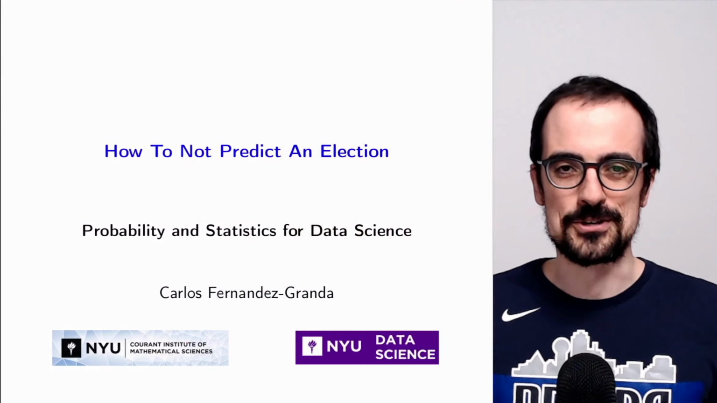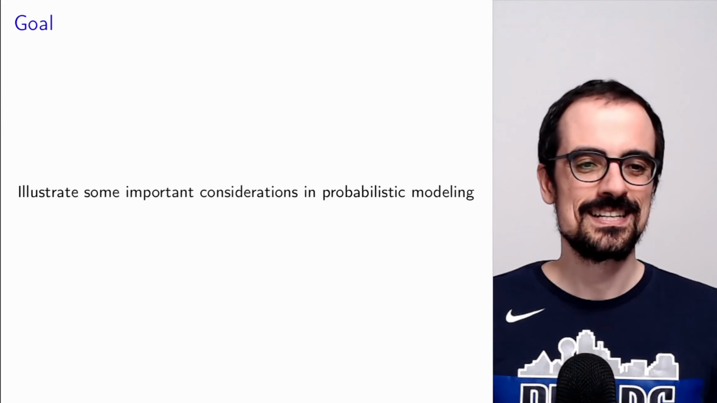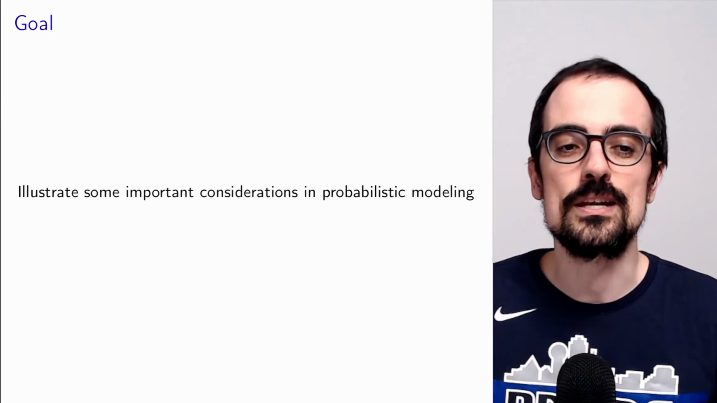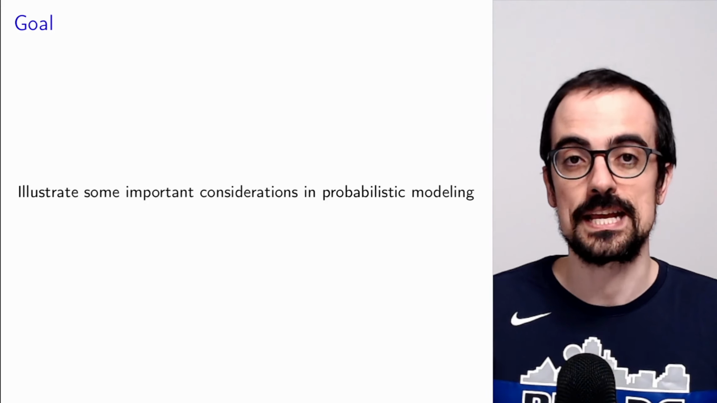Today, we're going to delve a little bit deeper into this and try to explain first why these independence assumptions are even necessary, and then what effect they can have on the prediction of an election. Let's take a look. We're going to see how not to predict an election. The goal is actually to illustrate some important considerations in probabilistic modeling.